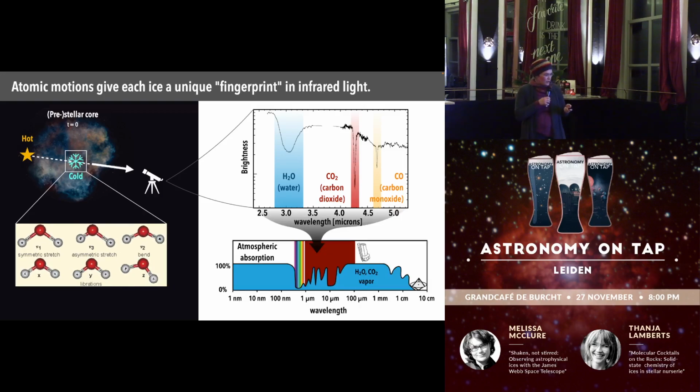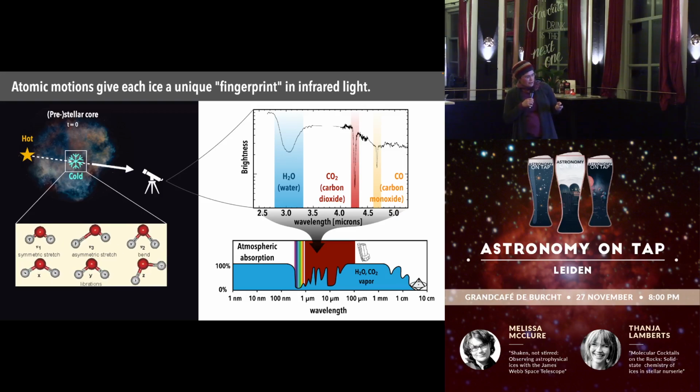Now, this sounds really promising, except actually the infrared is one of the wavelengths that's very difficult to observe from the surface of Earth, because shockingly, there's water and CO2 in our atmosphere, and that makes it very difficult to tell whether or not you're detecting CO2 from an astrophysical object or from Earth's atmosphere. So you actually need to go to space in order to observe a lot of these ices.